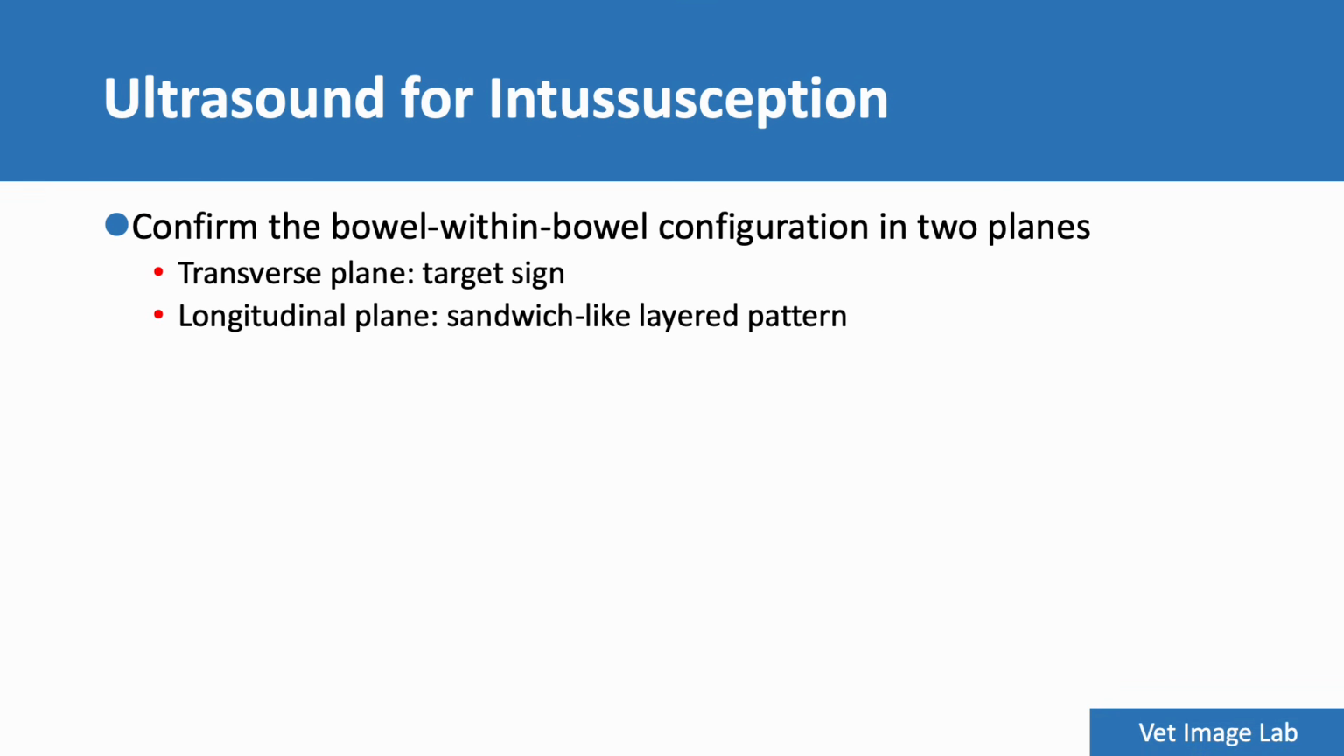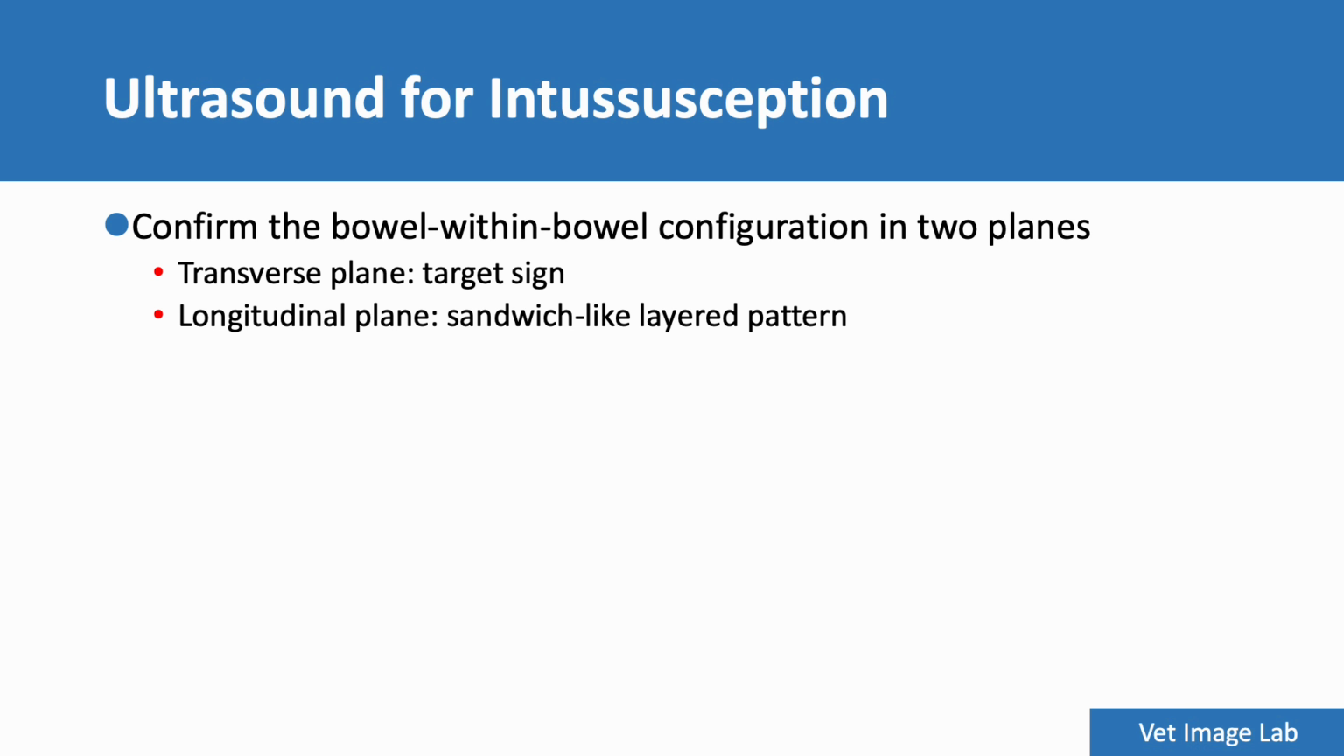To summarize, intussusception should be evaluated systematically on ultrasound. First, we should confirm the bowel-within-bowel configuration in two planes. In the transverse plane, it appears as a target sign. In the longitudinal plane, it appears as a sandwich-like layered pattern.